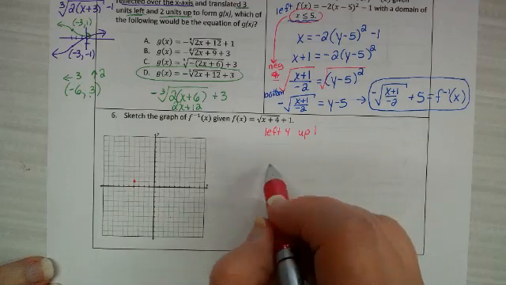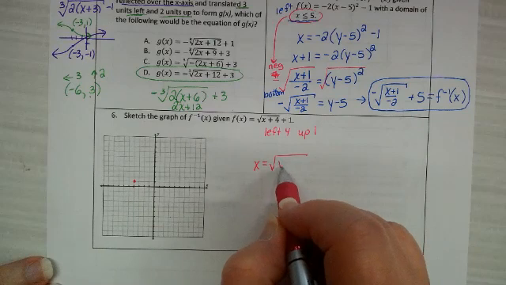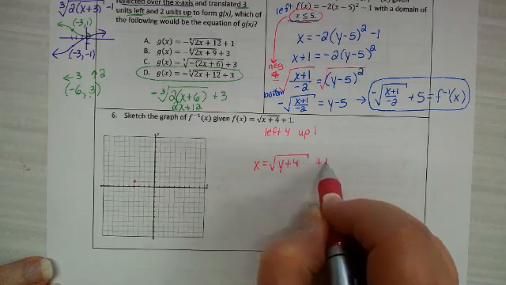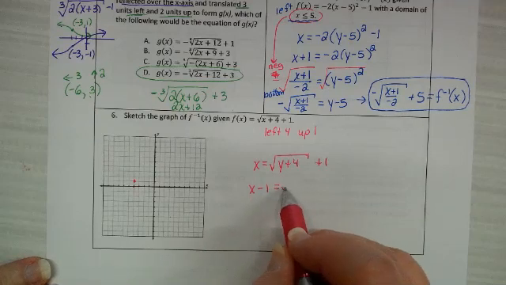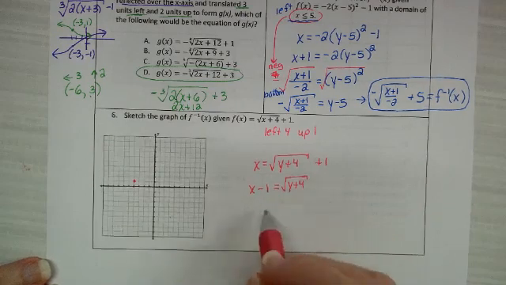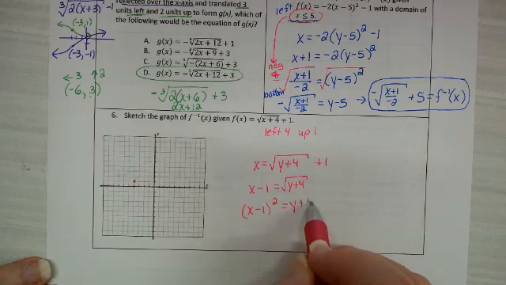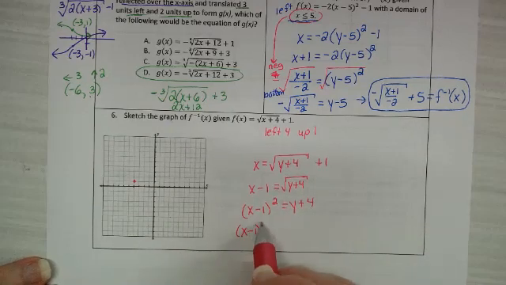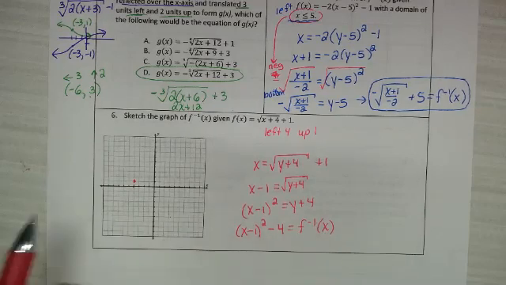So if we calculate the inverse, remember we switched the x and the y. So I'm going to subtract 1. And then I'm going to square both sides, (x - 1)². And then I'm going to subtract 4. So there's my inverse. One of the characteristics of the inverse is that the x's and y's are switched.